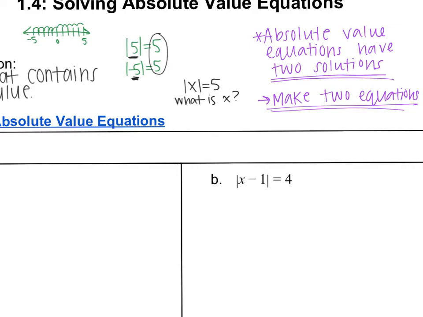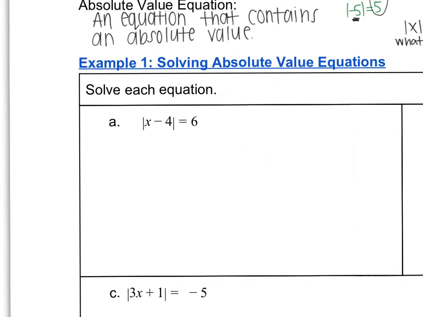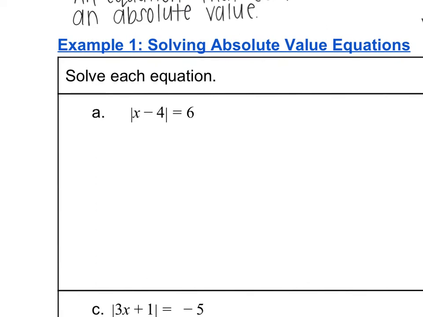So let's try this in the first example. It's an absolute value equation. In order to get two solutions, I'm going to split this up and write two equations. I drew those two lines to represent my two equations. My two equations will no longer have absolute value. I'm going to write two linear equations. The first equation is to write it the exact same, but without the absolute value. I'm going to draw a line down the middle, and then write a second equation.